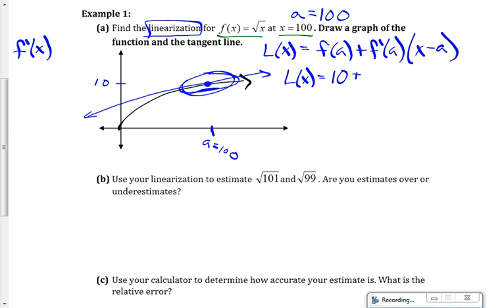F prime of x, the function is the square root of x, aka x to the 1/2. We did this one on Friday, didn't we? That's 1/2 x to the negative 1/2. Easier to evaluate as a radical: f prime of x is 1 over 2 times the square root of x. We let x be 100 because that's the a value we care about. F prime of 100 is 1 over 2 times the square root of 100. That is more popularly known as 1 over 20.